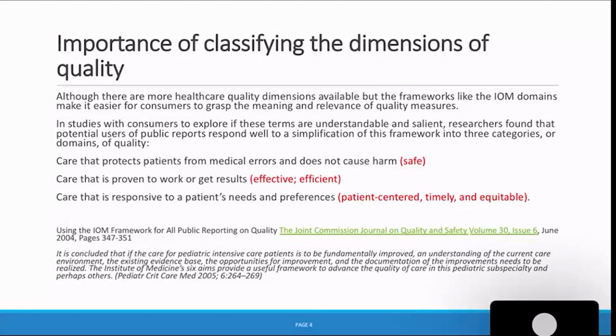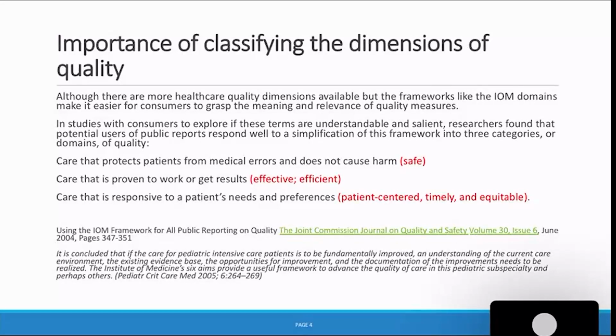So patient happiness or patient satisfaction will complete this healthcare process. Regardless of what we do, at the end the patient should be happy or satisfied. Whatever we intend to fulfill the needs of patients and their preferences, the patient-centered, timely, and equitable quality domains will contribute to fulfilling those needs and preferences.